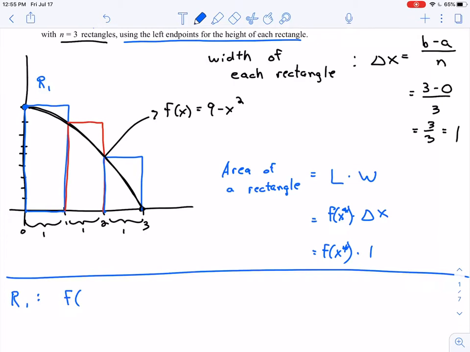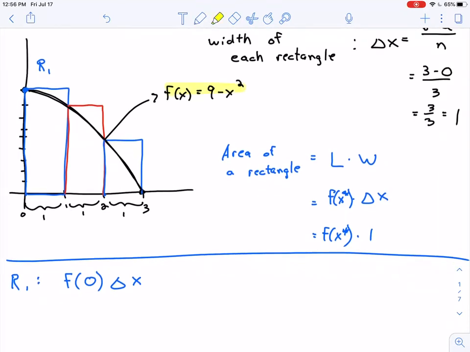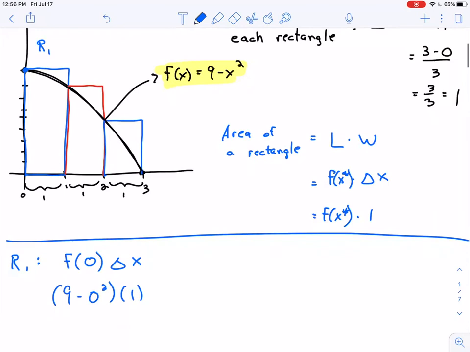But let's say you don't really trust your graph. We can always verify the y value by taking that left endpoint, again, only because we're using left endpoints. We could very well be using right endpoints as well. But we're going to take that left endpoint, which in this case is 0, and plug that into our function. So f of 0 times our delta x. Remember, f of x is just 9 minus x squared. So I have 9 minus 0 squared times delta x, that's just 1. So I have 9 times 1, which is 9.